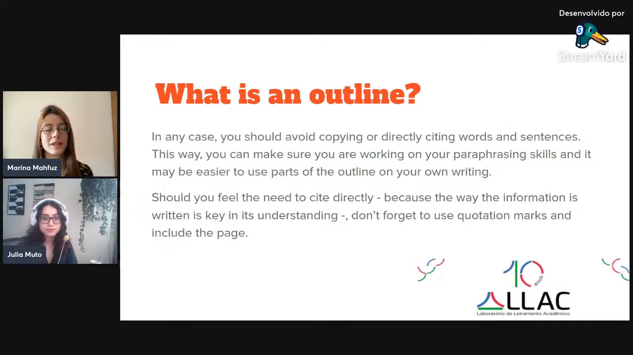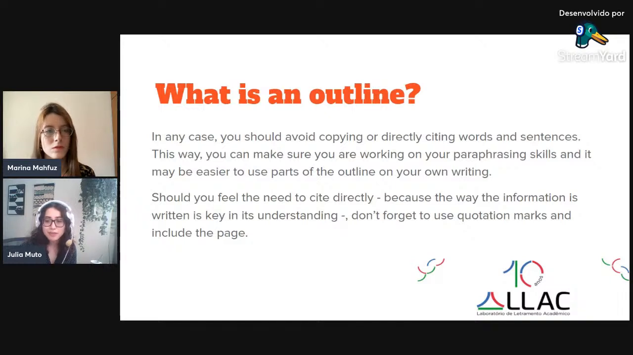So if you feel the need to cite directly, because the way the information is written in the text is essential for your understanding, you can. It's not prohibited. You can do that. But don't forget to use quotation marks and include the page. This is super important to avoid plagiarism issues.